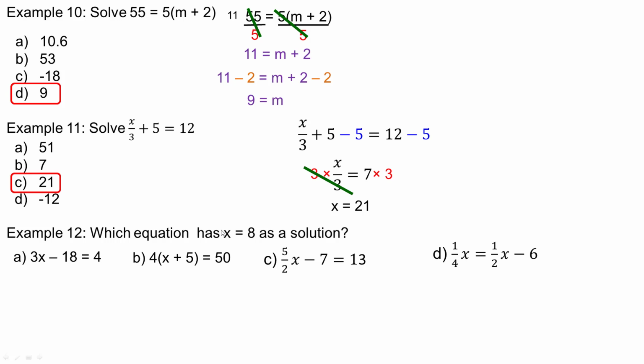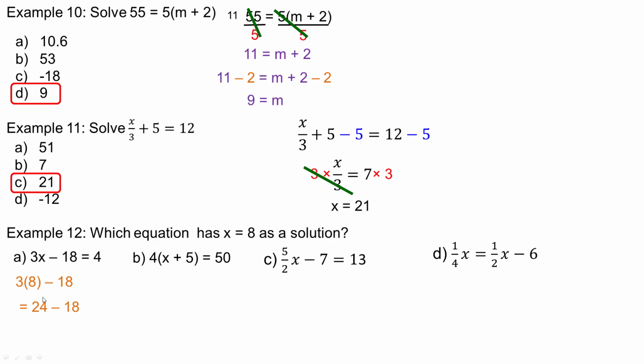So the last one here, example number 12, says which equation has x equals 8 as a solution? So here we're checking. What I would do in this equation, on the left side is the only place there's an x. So I'm going to put 8 where x is. So 3 times 8, and then take away the 18. And if it evaluates to give me 4, then 8 is the solution for this one.